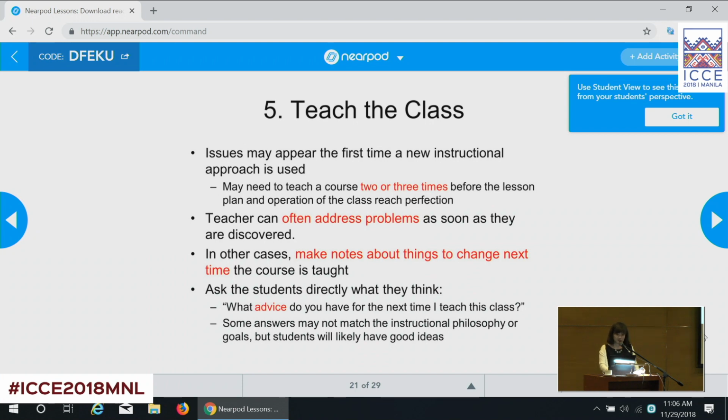And you ask your students about their suggestions. You might ask, what was your learning experience, and do you have any suggestions about improvement for this class? To your surprise, sometimes students will come up with very good ideas about what improvements to make for next year.